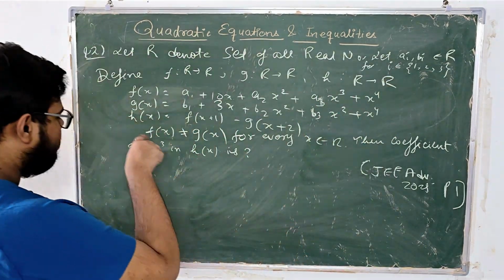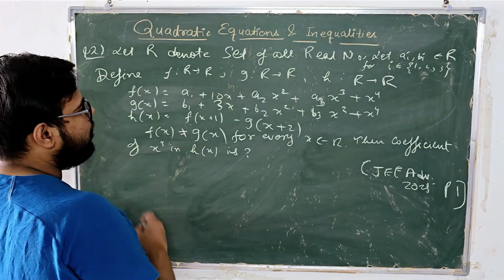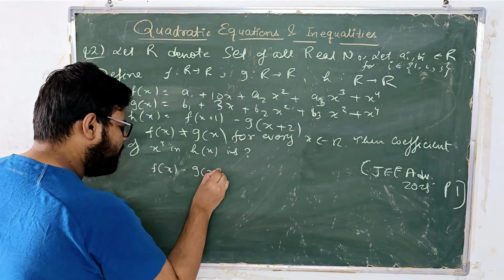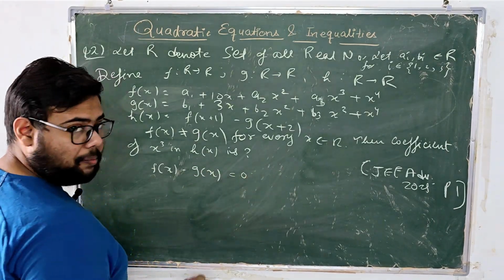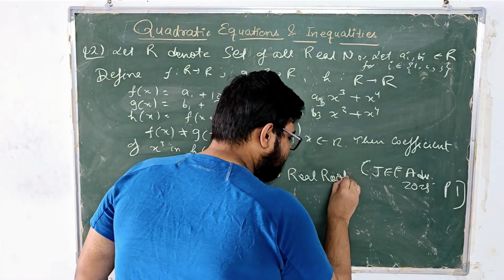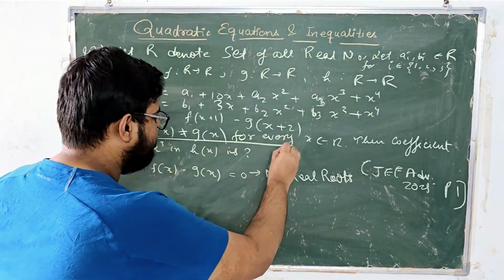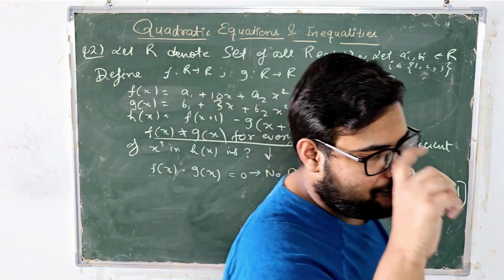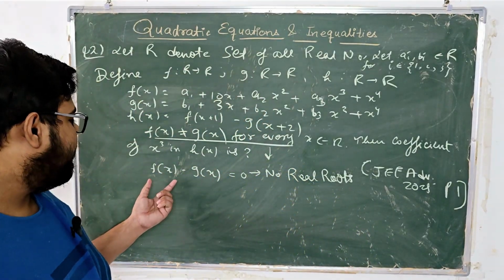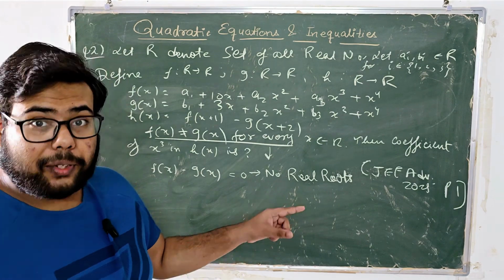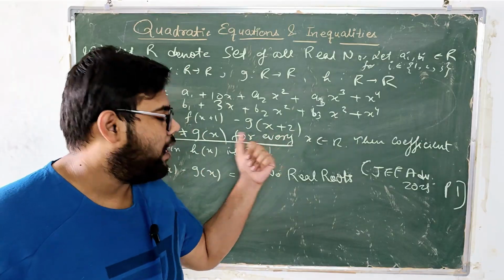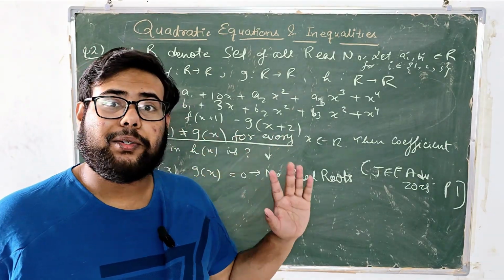Basically it is true for all x. It means that from here it basically means f(x) minus g(x) is equal to 0 will have no real roots. This statement means this. How? Because of course if f(x) minus g(x) will have a real root, then it would imply that f(x) minus g(x) is equal to 0, which means that f(x) is equal to g(x) for some value x.